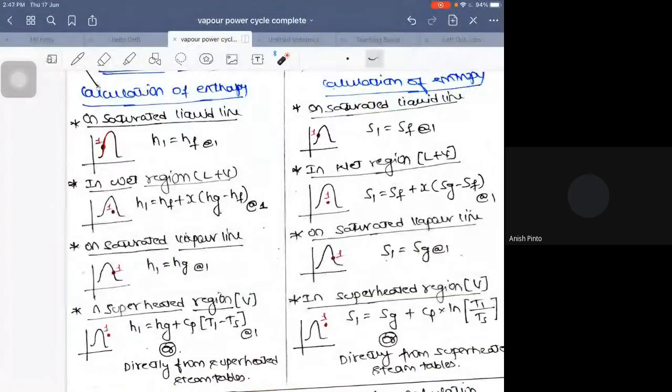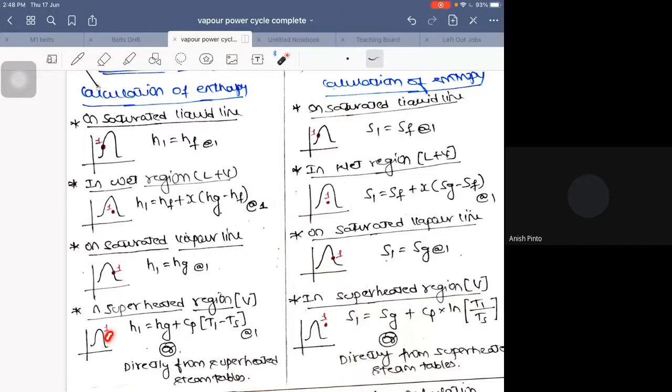Okay, so please do revise these concepts where I can calculate the stuff on various plots of the PVLTS diagrams. For example, if it is on the saturated liquid line, your H value will be equal to HF at that particular state. If it is in the wet region, you're supposed to calculate by this formula which says HF plus X into HFG. On the saturated vapor line, it is directly equal to the value of Hg at that particular pressure. If it is in the superheated region, you have two different ways to calculate the value of enthalpy.